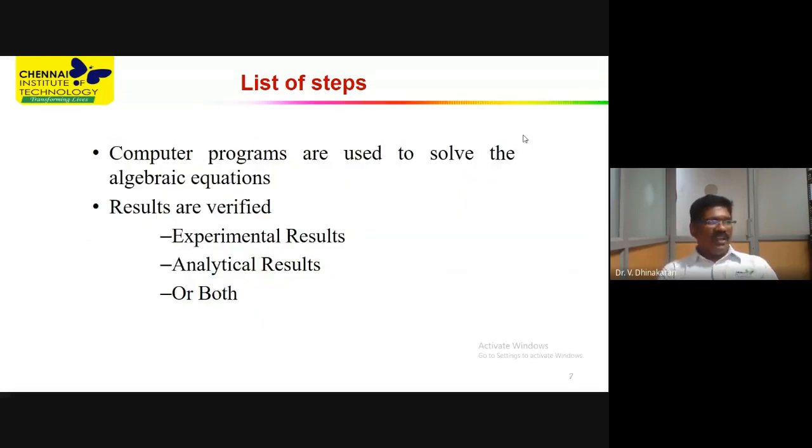So I said the results have to be verified, with either experimental results or analytical results, or both. If both are used to validate the solution arrived at from the computers, then it is well and good. Or at least one of the results should be used to verify the solution for the problems.